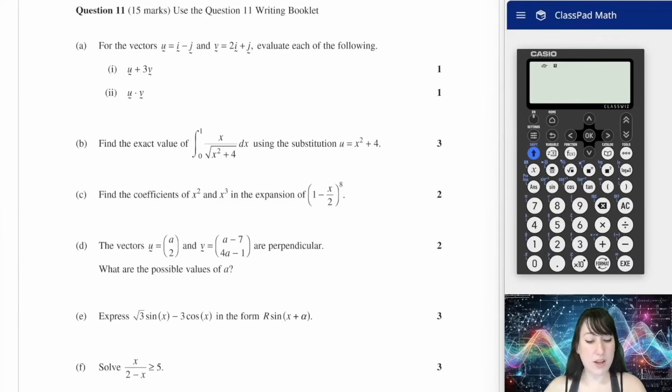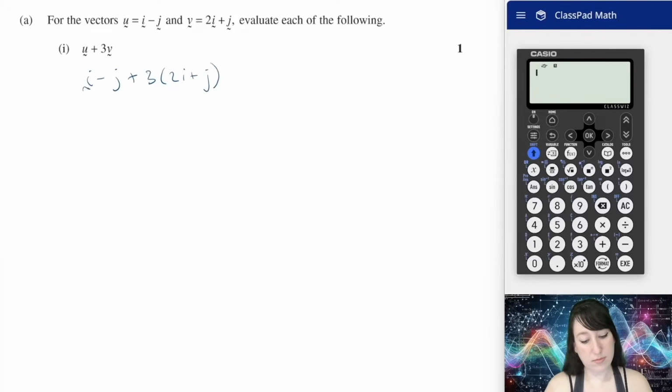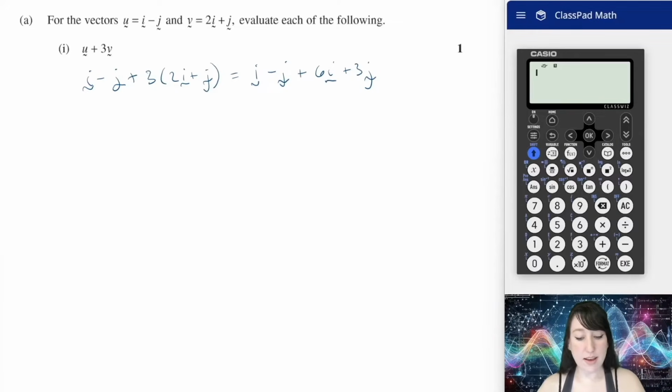Question 11a. For the vectors u equals i minus j and v equals 2i plus j, evaluate each of the following. Part 1, u plus 3v. Okay, let's take u and add 3 times vector v. So we can expand and multiply each component of the second vector by 3, and then add the i components together and the j components together. So it should be 7i plus 2j.